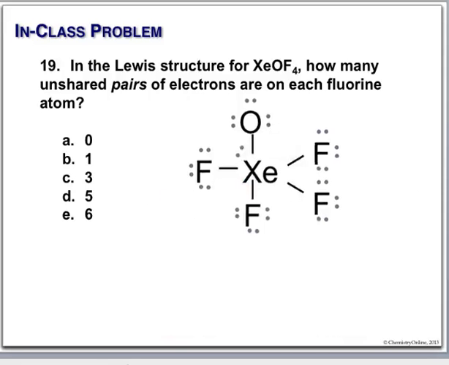So what was our question? How many pairs on each fluorine? Well, fluorine, all these have 8 electrons, a full octet. How many pairs? Let's see. Unshared pairs. 1, 2, 3.